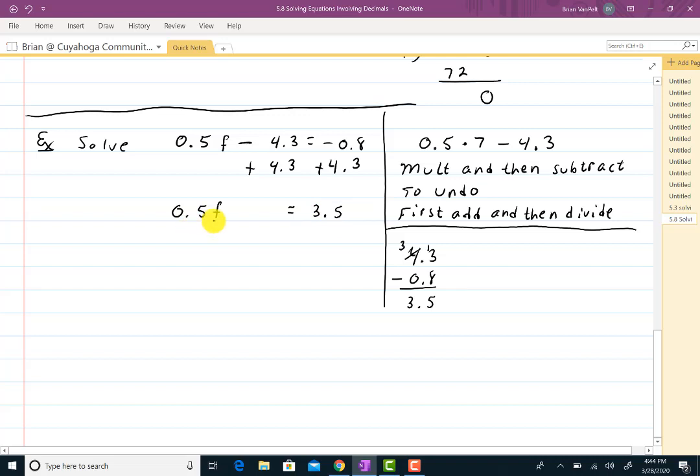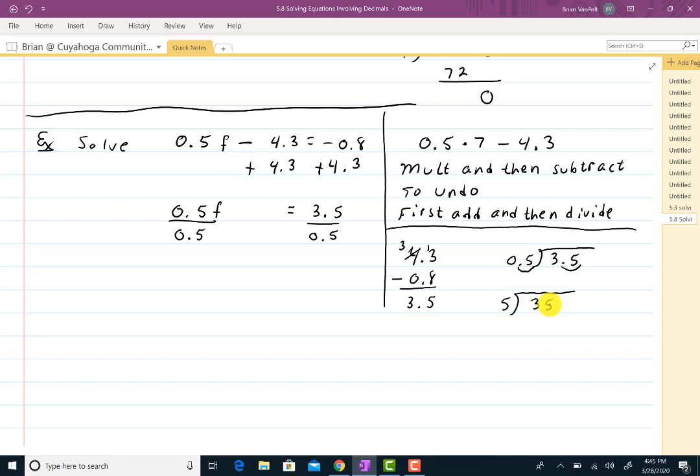Now to finish this off, I'm going to divide by 0.5 on both sides of the equation. So that's where I'll do 0.5 into 3.5. However, I'm going to do like I did in the last problem, and I'm going to move the decimal over one place on the outside and the inside. So I'm really going to do 5 into 35. And that's really easy because this is a problem that you knew from the multiplication tables. Everybody knows that 5 times 7 equals 35, and the remainder is 0. So my f in this problem equals exactly 7.